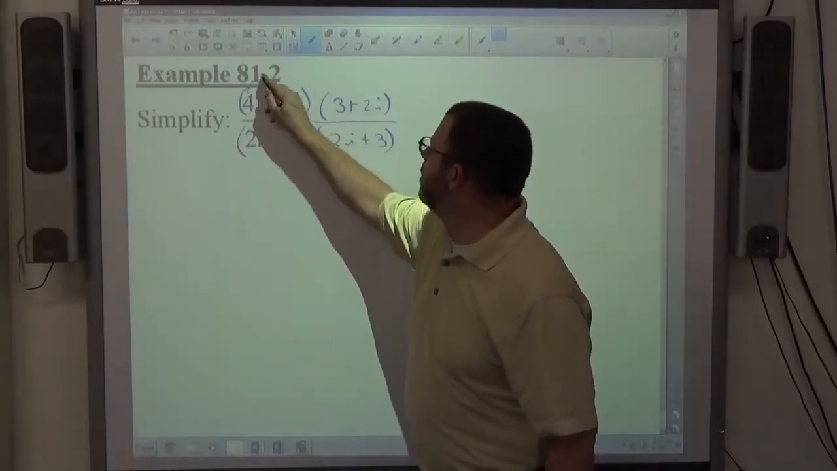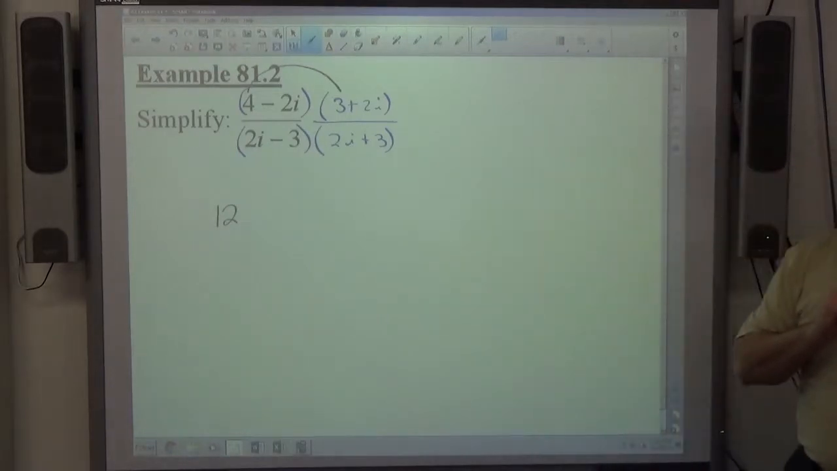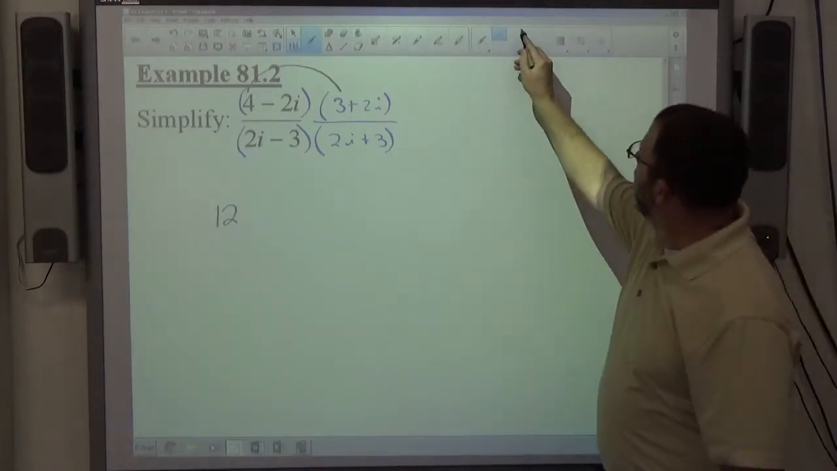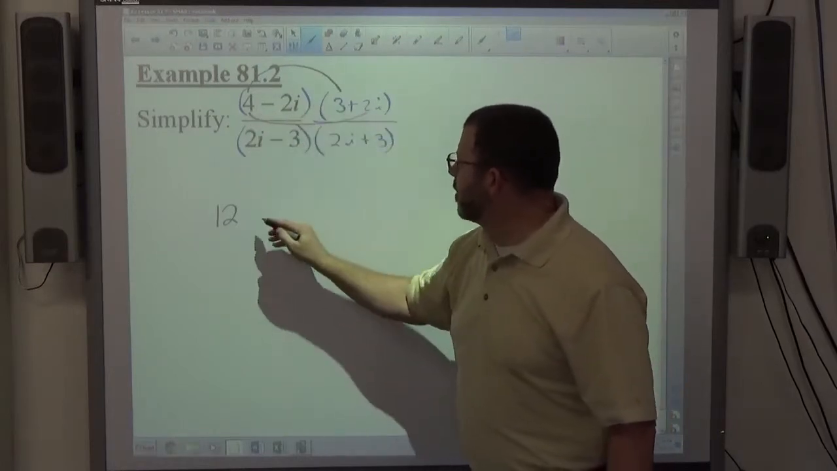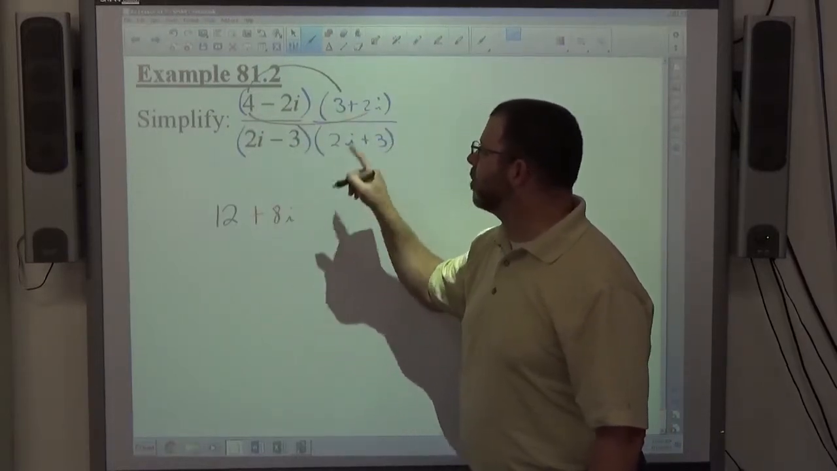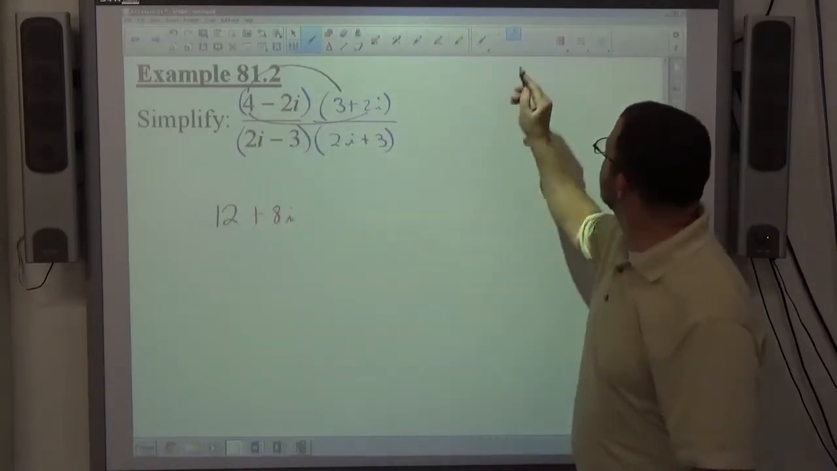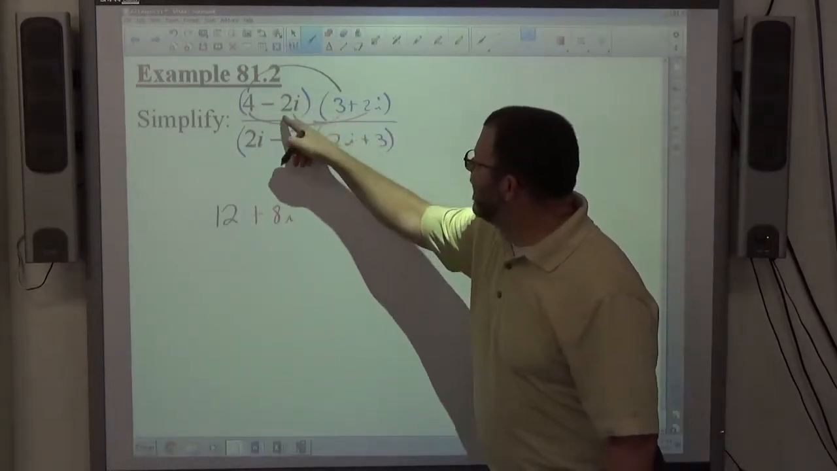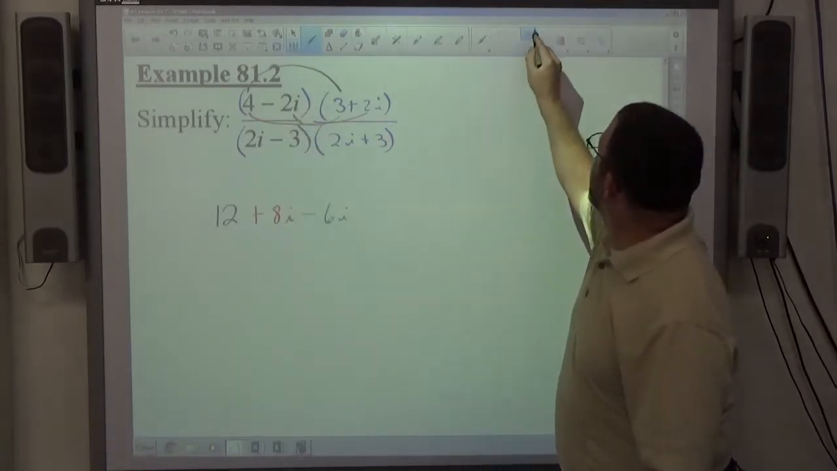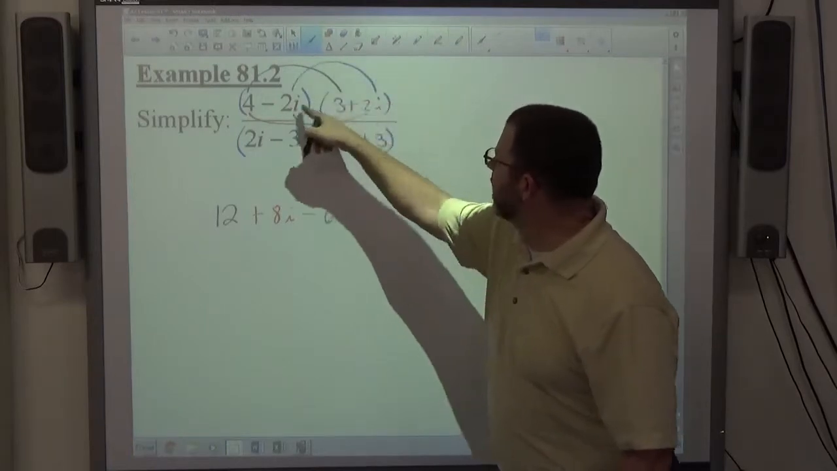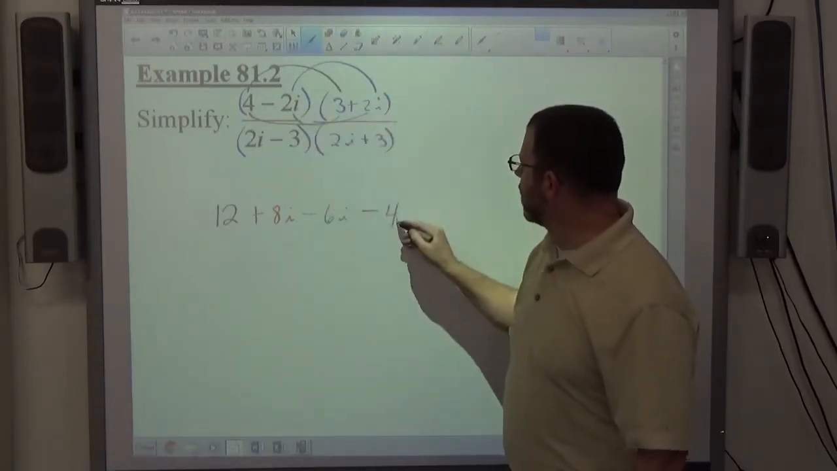Again, if I FOIL the top, 4 times 3 makes 12 this time instead of 3. Actually multiply them this time. 4 times 3 is 12. And then our outside product, positive 4 and positive 2i make positive 8i. So again, both of those multiplications, 2 positives make a positive. The inside multiplication, negative times positive makes a negative, 2i times 3 is 6i. And the last times the last, a negative times a positive makes a negative, 2 times 2 is 4, I times I makes I squared.